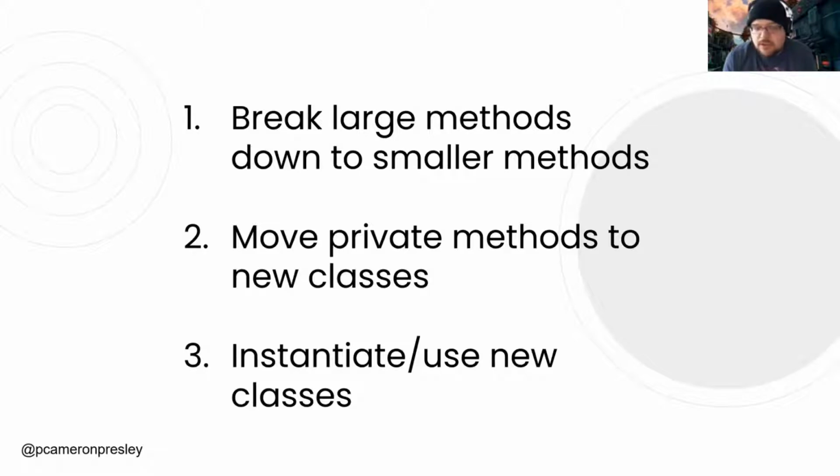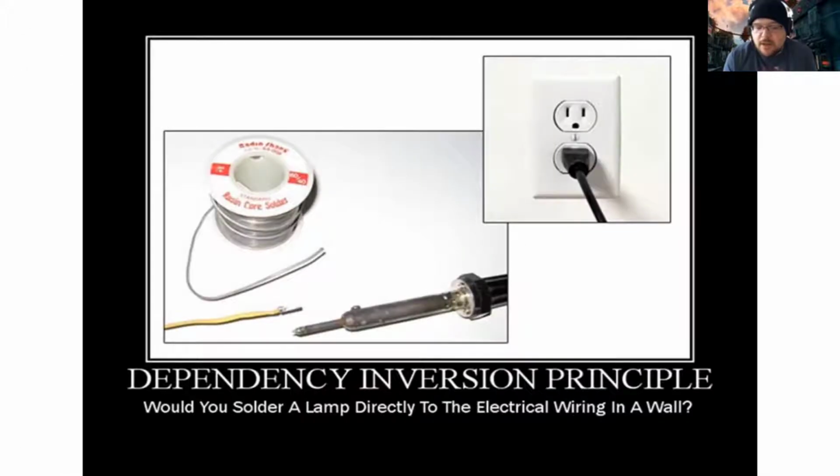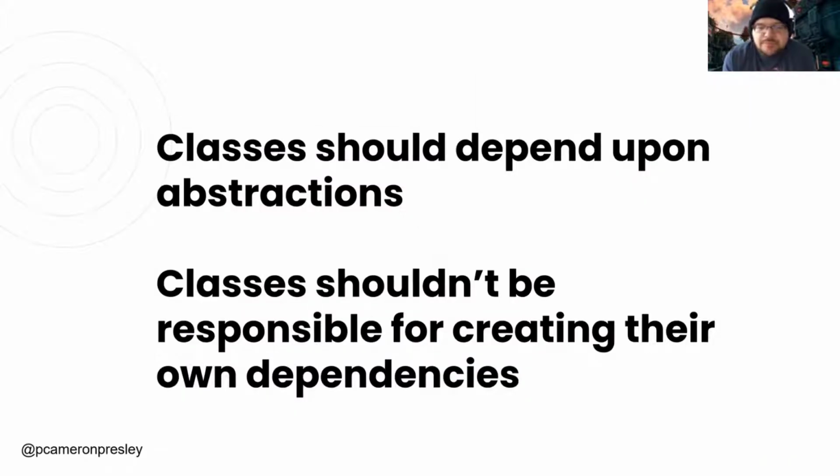So I'm going to break out of script a little bit. We're not going to talk about the O. We're actually going to talk about D, the dependency inversion principle. The concept behind this one is essentially, would you solder a lamp directly to the electrical wiring in a wall? No, you want to be able to plug and play dependencies as needed, right? At a really high level, the principle tells us that if our classes are going to depend on anything, it should be on abstractions. That could be interfaces or abstract classes, depending on your language of choice.